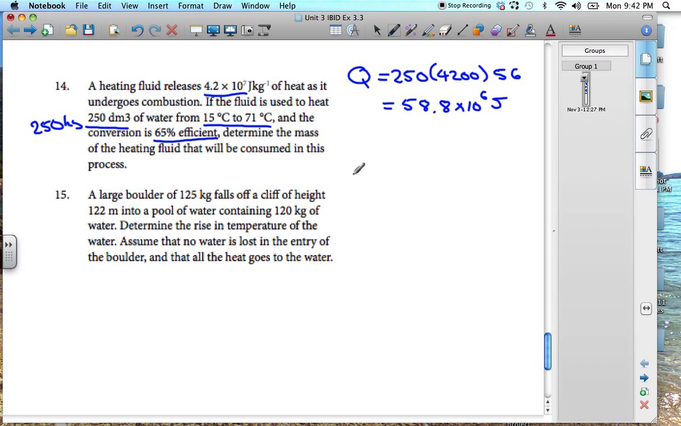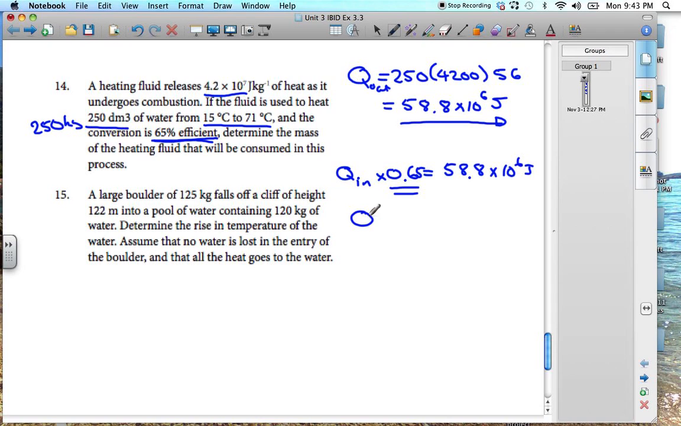Now, the amount of energy, therefore, that would be basically our output energy. This would be the actual useful energy. Now, we have it at 65% efficient. So the energy that we put in, let's just put this over here of out. The energy in times 0.65 would equal this 58.8 times 10 to the 6 joules, because it was a 65% efficiency.